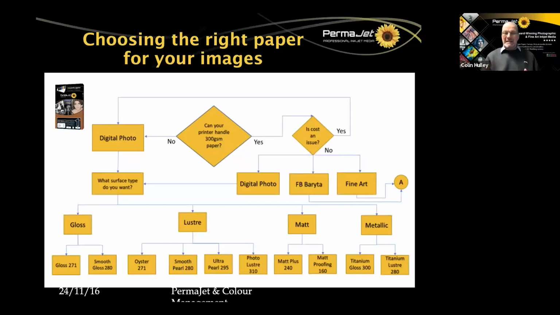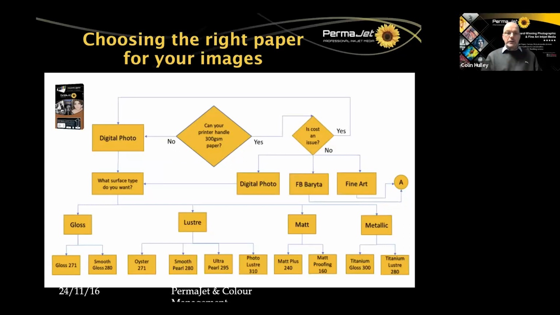And if cost is an issue, then you really back down to the digital photo route, because that is the most economical range that we and other manufacturers produce. And the same questions will go through there. If cost isn't an issue, it might be you still want to go down the digital photo route. There's no exclusion to doing so if a paper within that range gives you what you're looking for. If cost isn't an issue, then we're going to move on to the next two families of papers, which is the fibre-based Baryta and the Fine Art.